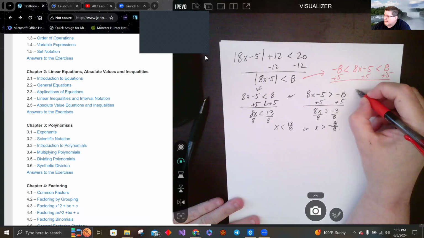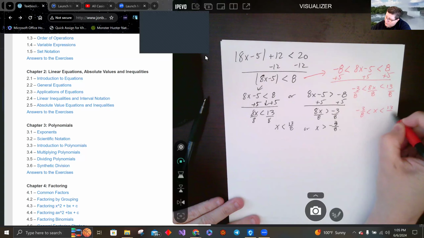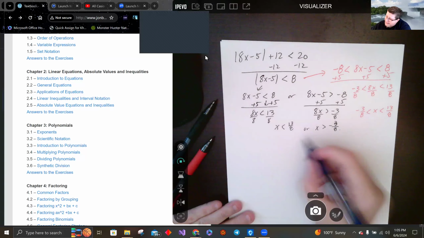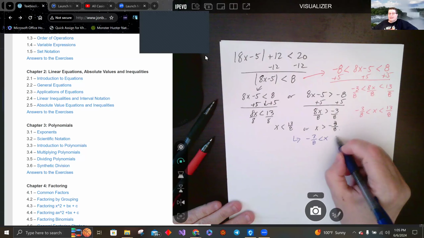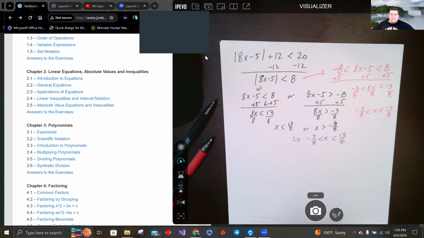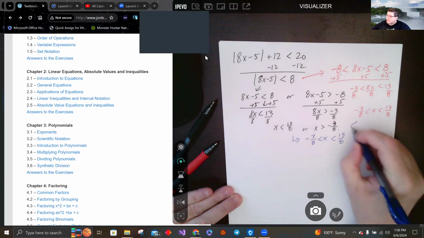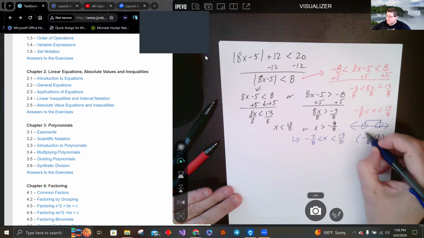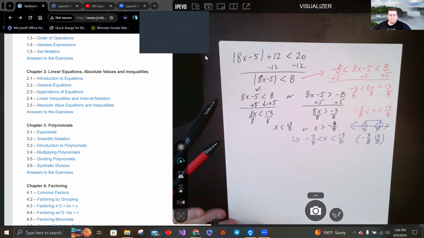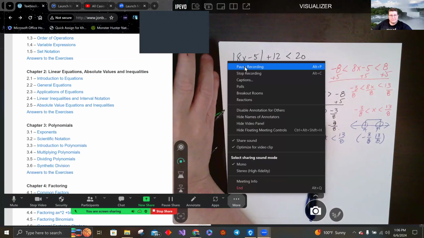Divide by 8 everywhere. I get negative 3/8 is less than x, which is less than 13/8. If I put these in order, I have negative 3/8 is less than x, and x is less than 13/8. I got the same thing either way, sandwich or no sandwich. So interval notation would be negative 3/8 to 13/8, and it's filling in between those two.